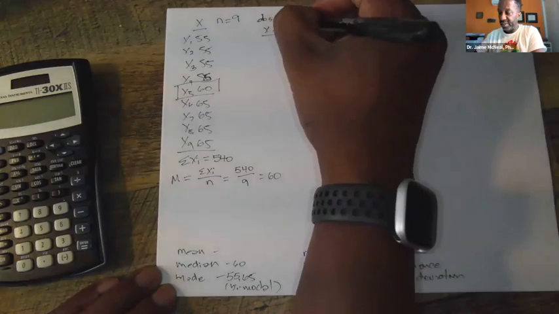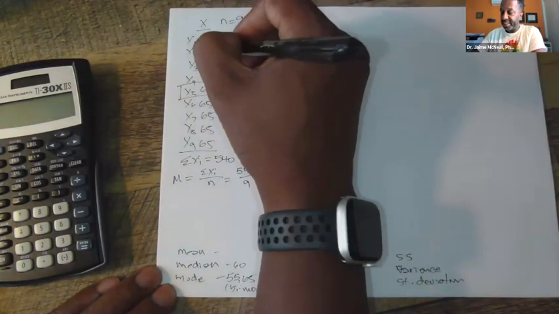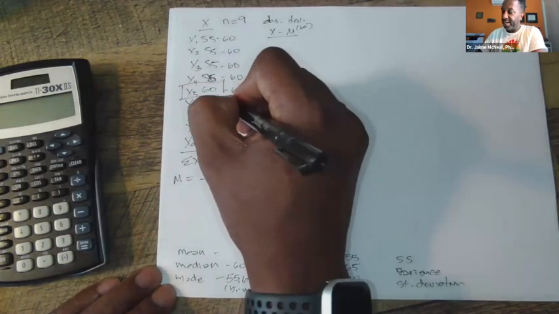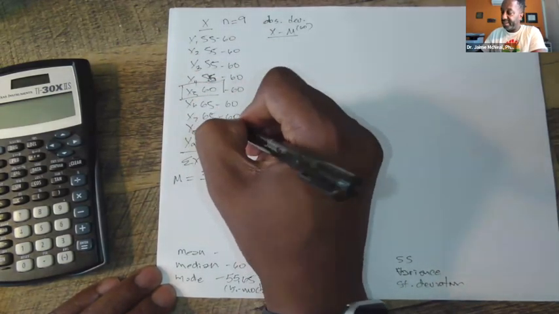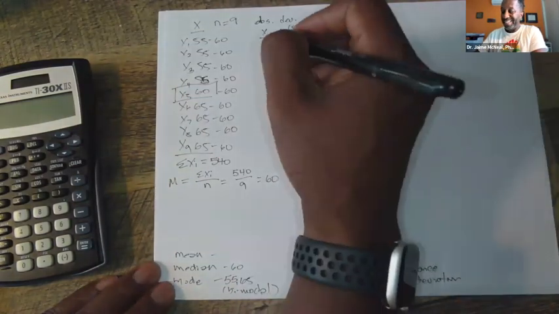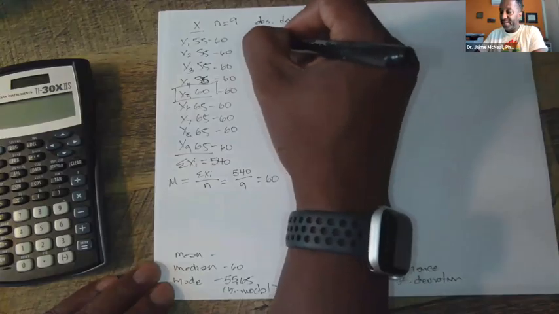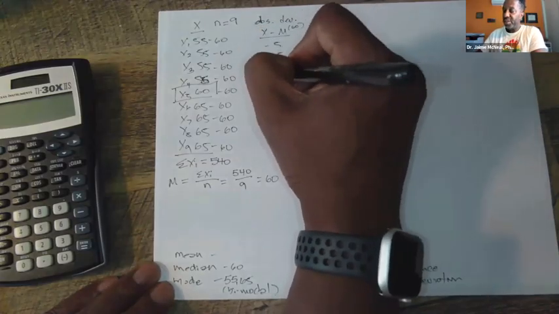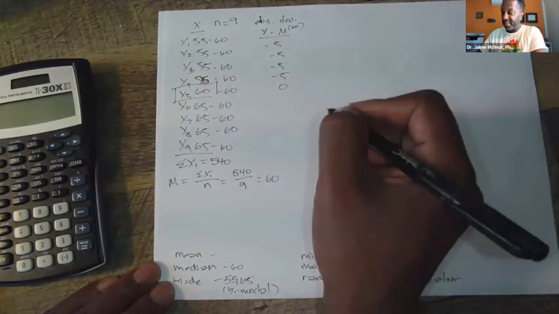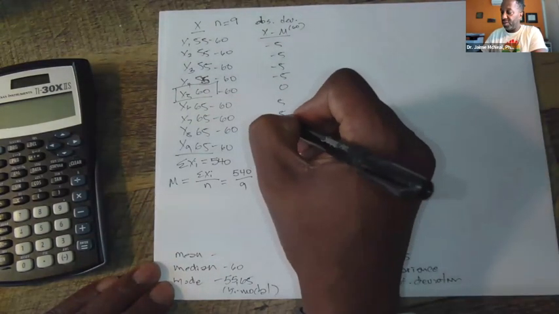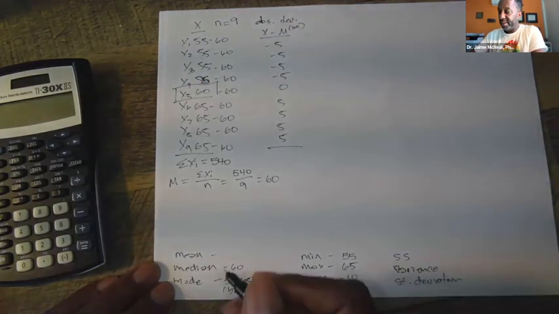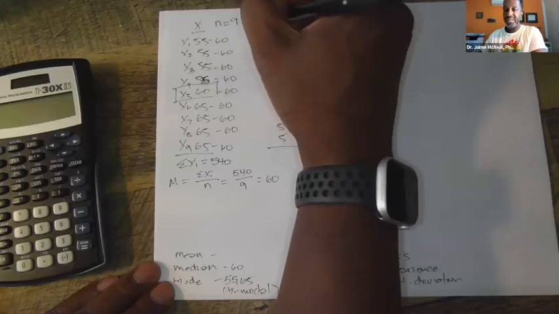I'll just write that here so you can see that we're just subtracting 60 from each of the 9 x's. Right? So 55 minus 60 is -5. We have 4 of those. 60 minus 60 is 0. 65 minus 60 is 5. We have 4 of those. Right? And these are the absolute deviations. AB, absolute deviations. Right?